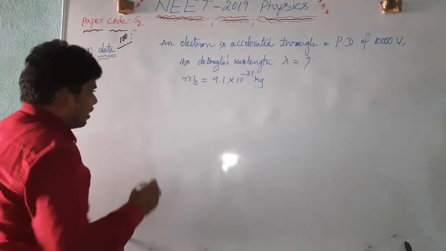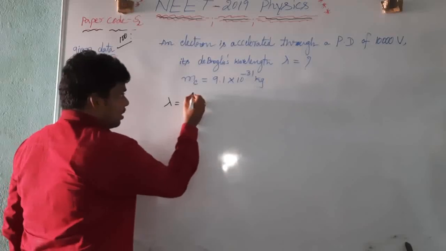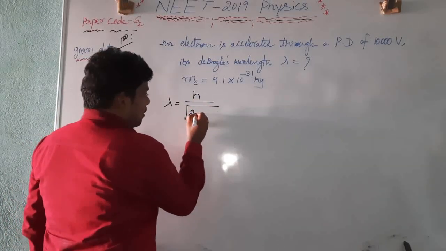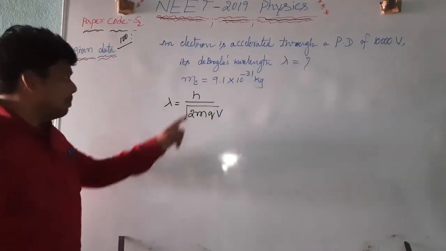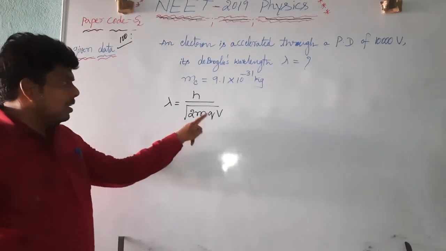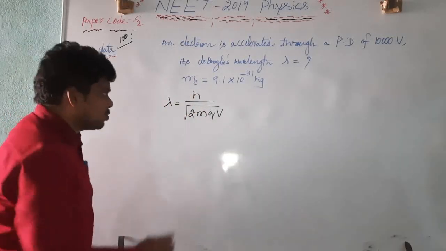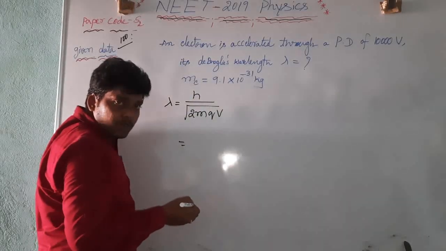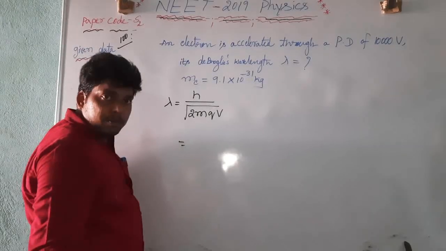De Broglie wavelength. De Broglie wavelength, lambda is equals to, you know the formula, lambda is equals to h divided by square root of 2mqv. That is, h is what? Planck's constant. m is what? Mass of the electron. q is what? Charge on the electron. Here mass, charge, h, all these are constants, and if you substitute all those values, you know the Planck's constant value, 6.64 into 10 to the power minus 34. Again charge on the electron, 1.6 into 10 to the power minus 19.